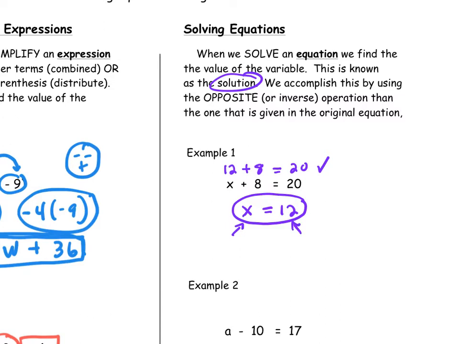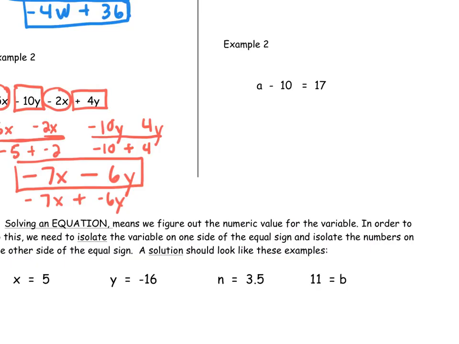So let's try that again using our reasoning skills. In example 2, we want to figure out what number we could replace a, or what number a represents if we subtract 10 from it to get back 17. So what number could we fill in for a?